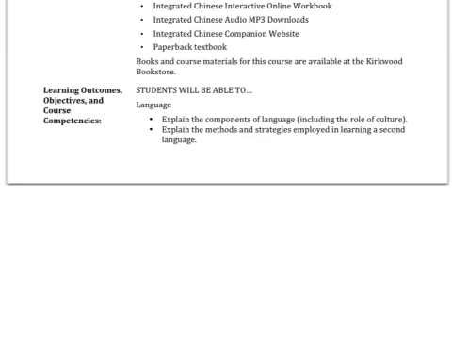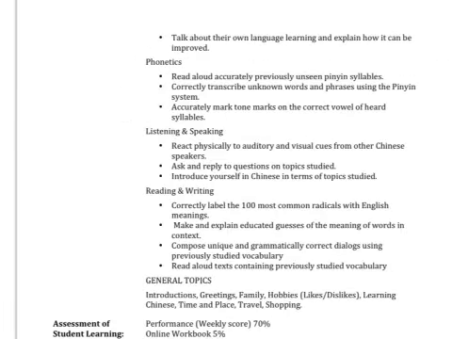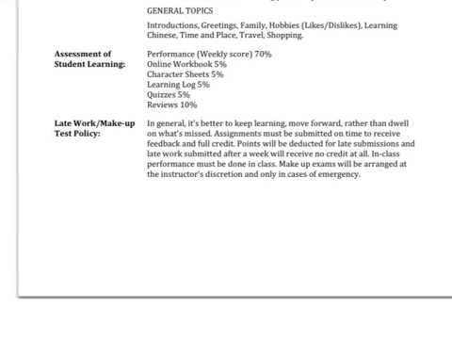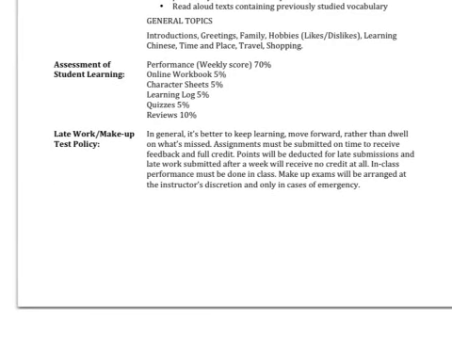Then some learning outcomes. These are things you're going to be doing by the end of the term. General topics: we're going to talk about introductions, being able to introduce ourselves, greetings, families, hobbies, those kinds of things. Assessment of student learning. You might be keen on knowing this part. You are basically being required to perform the language in class on a regular basis. All those other things also count as points, and you see the breakdown of how that works.